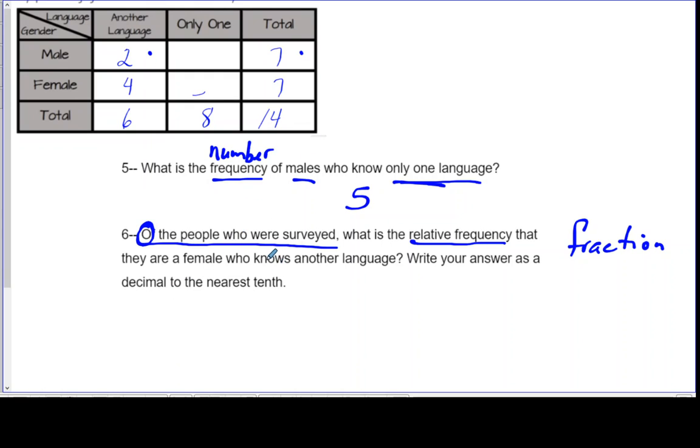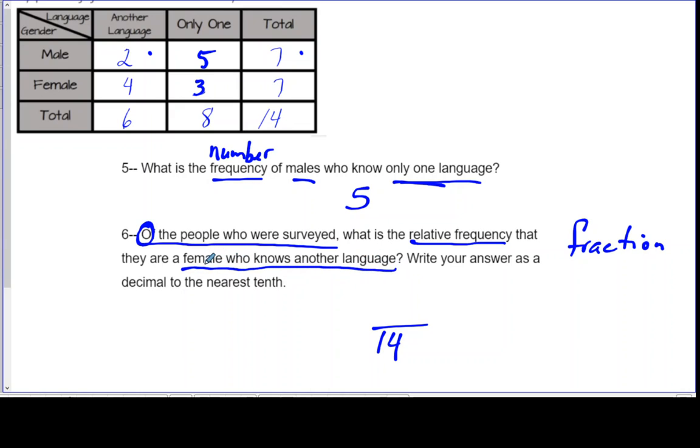How many people were surveyed? The total number of people who were surveyed is the 14. So we know 14 is our denominator. Let's put these numbers back. That was 5. That was 3. Now look at the rest of the question. We're looking for, of all of these people surveyed, how many of them are a female who knows another language?